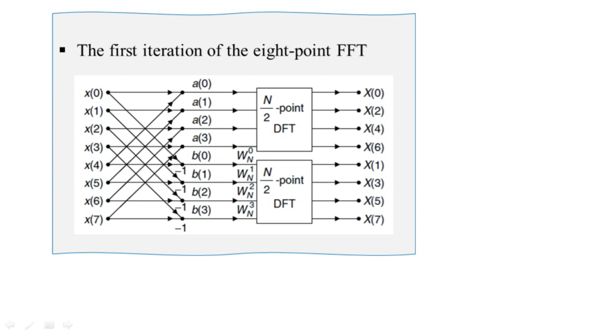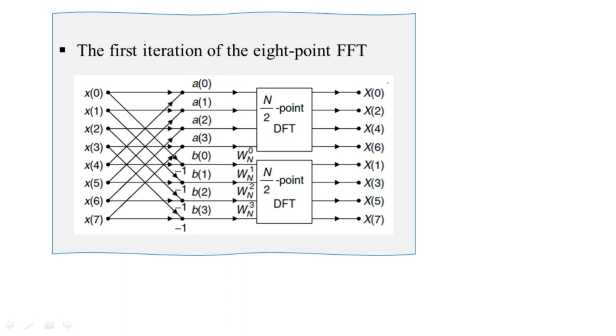Here we have capital W suffix capital N, the powers are 0, 1, here we have 2 and then 3 here. Next to that, the first 4 branches are fed to the half point DFT, that is capital N by 2, whereas the rest of the 4 are given to another half point DFT, capital N by 2 DFT. So this results on to the right hand side after the first iteration.